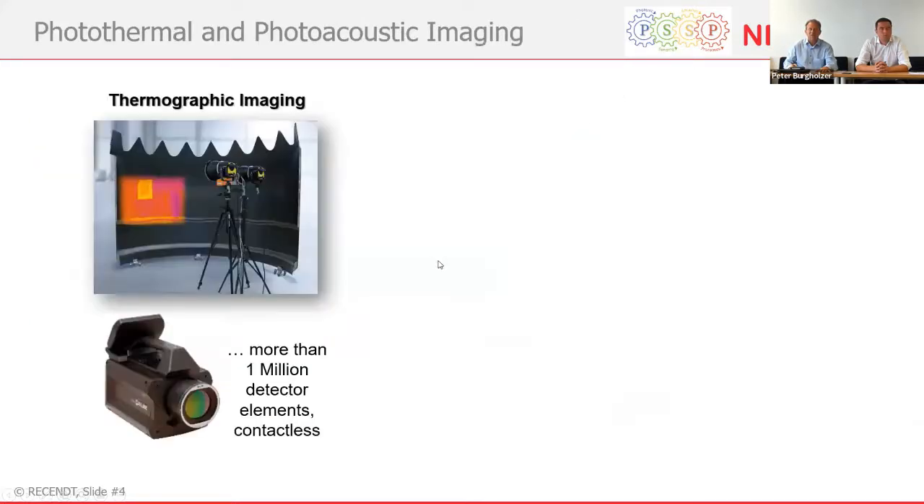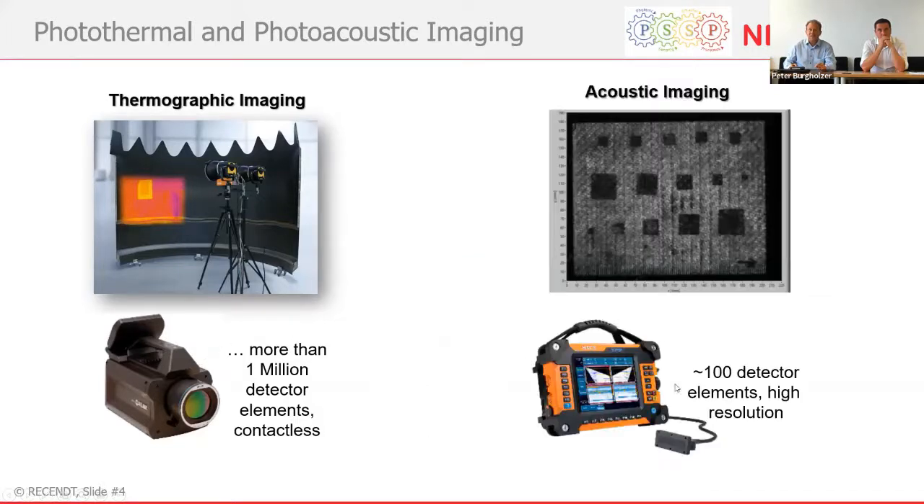But let's now come to tomographic imaging. In tomography, as you will see later from Günther Mayr, also from the Fachhochschule Wels, we use an infrared camera with about 1 million detector pixels, and this is contactless. In ultrasound, we have about 100 or several hundred detector elements, and usually for ultrasound, you use a coupling medium like water so that you can look into the material.